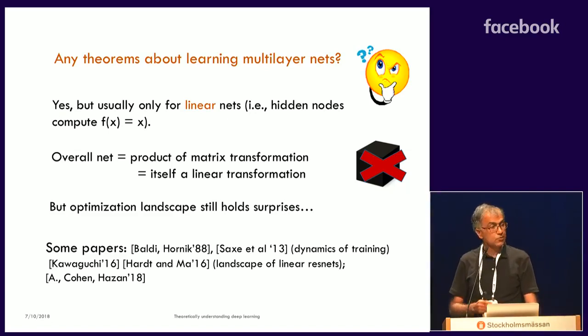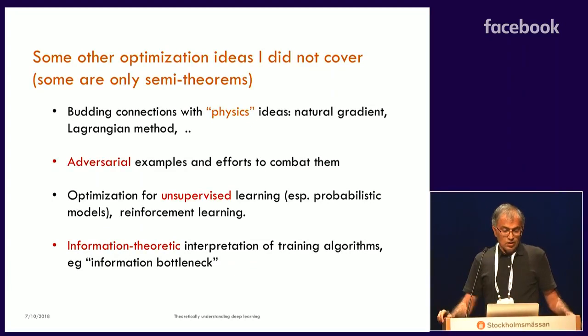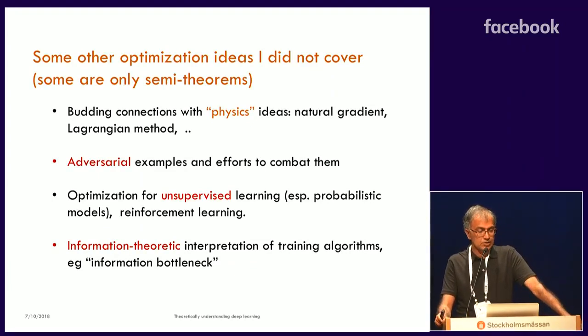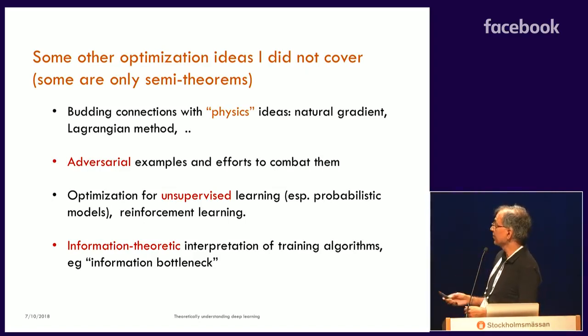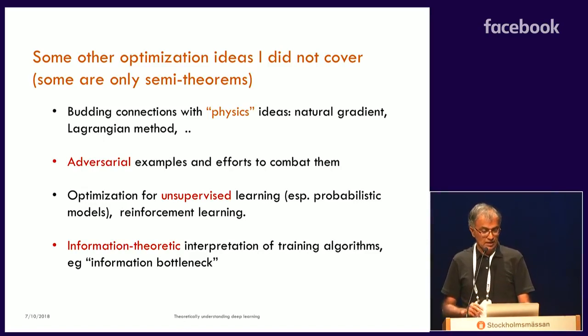And there's been a bunch of papers, which I won't talk about. So I'm approaching the end of this optimization section. Some other optimization ideas I did not cover, and many of them currently are really in the semi-theorem form right now. So there are budding connections with physics ideas, natural gradient, Lagrangian method. There's some budding theory to understand adversarial examples for classification problems and efforts to combat them. There are optimization ideas for unsupervised learning, especially probabilistic models, reinforcement learning, et cetera. There are very nice connections to information theory, things like information bottleneck. But again, as far as I can tell, mostly semi-theorems, and I'm not an expert on those anyway, so I won't talk about them today.